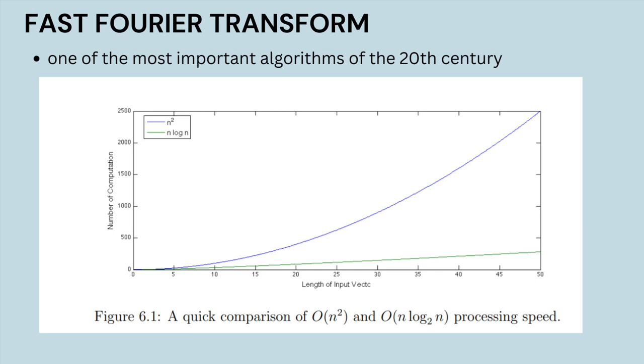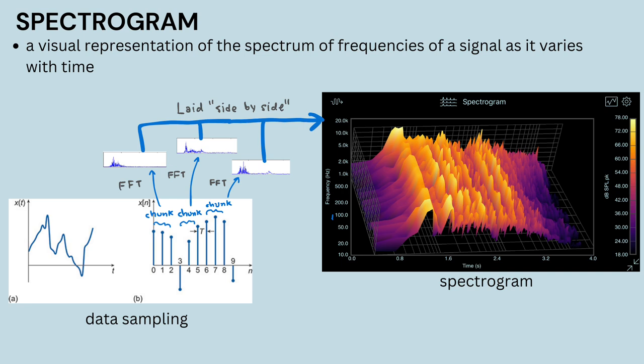As we can see in the graph, the green one uses the fast Fourier transform algorithm, while the blue one is straightforward computation. In a computer, it digitally samples data in the time domain, breaks it up into chunks, and applies the fast Fourier transform to calculate the magnitude of the frequency spectrum for each chunk. This spectrum or time plot is then laid side by side to form an image or a three-dimensional surface, also called a spectrogram, which is a visual representation of the spectrum of frequencies of a signal as it varies with time.